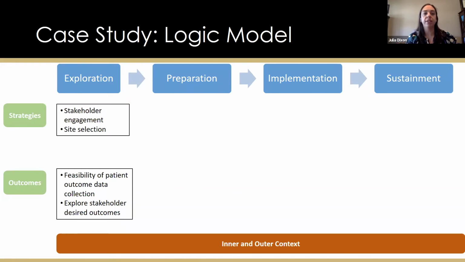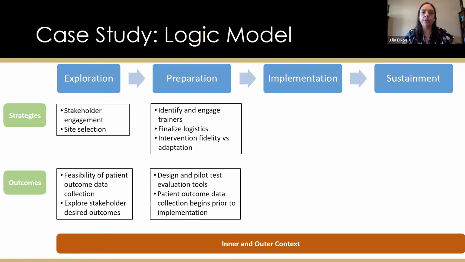So in the exploration phase, you're engaging stakeholders, you're selecting your sites, and when you're thinking about outcomes, you want to know the feasibility of collecting that data, and in this case, patient outcome data, and then making sure that you know what your stakeholders' desired outcomes are. For preparation, this is, I think, a phase a lot of us are intimately familiar with. So lots of logistics, lots of little details and planning, and determining really how much adaptation you're going to need to do. And then you're doing a lot of preparation work so that you can adequately and meaningfully collect data that's relevant to your outcomes.